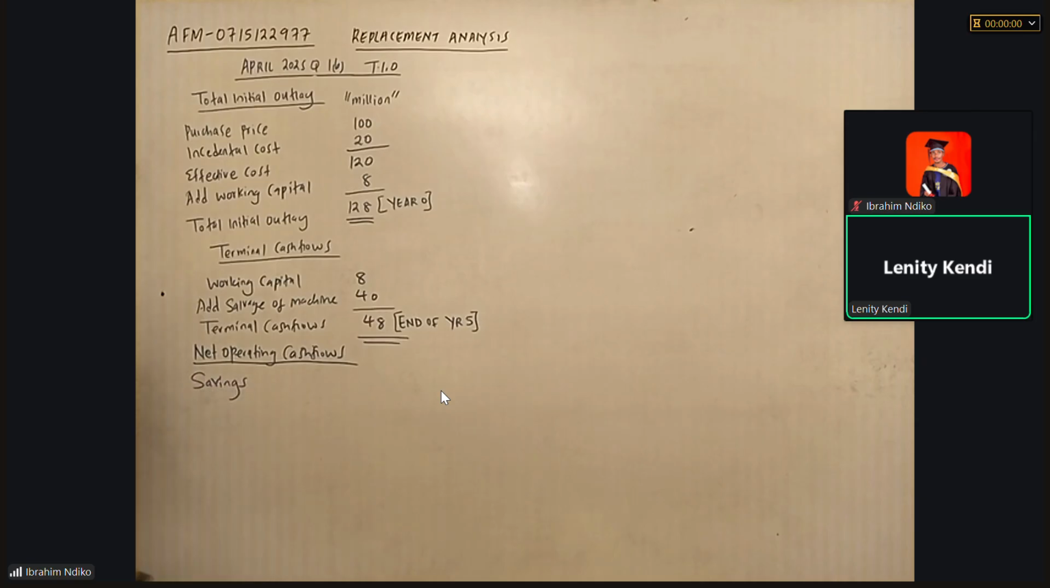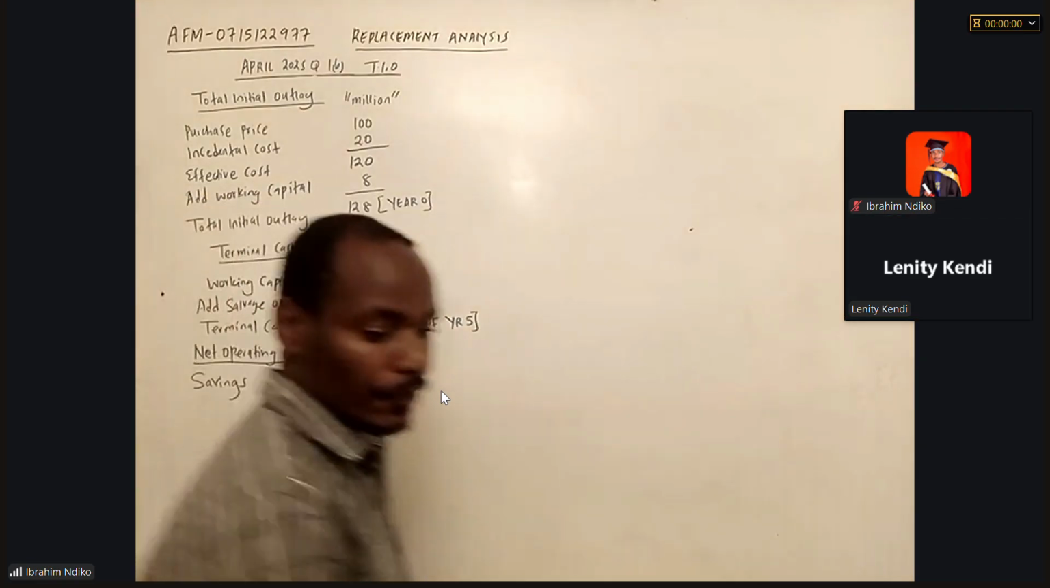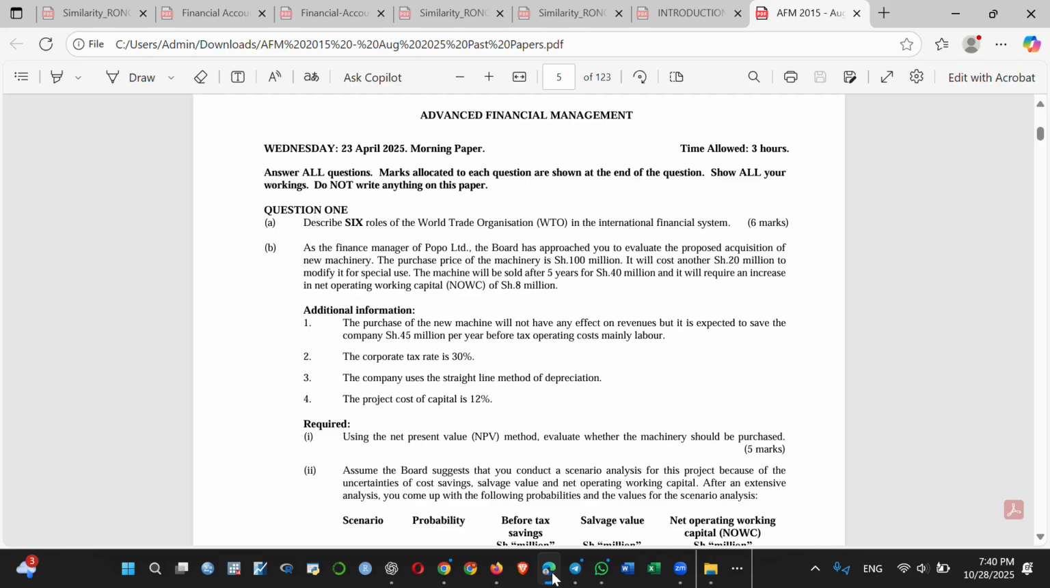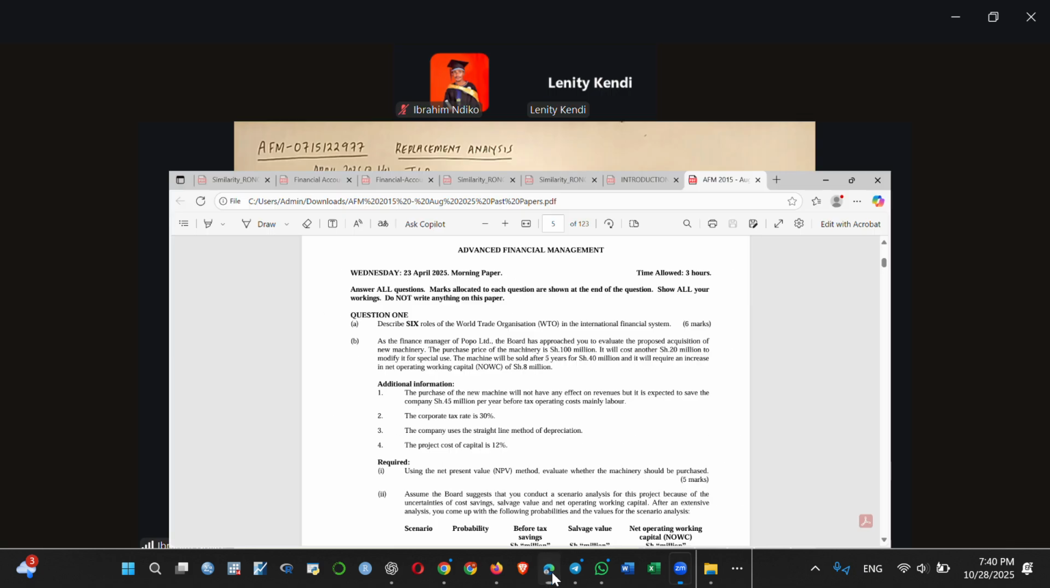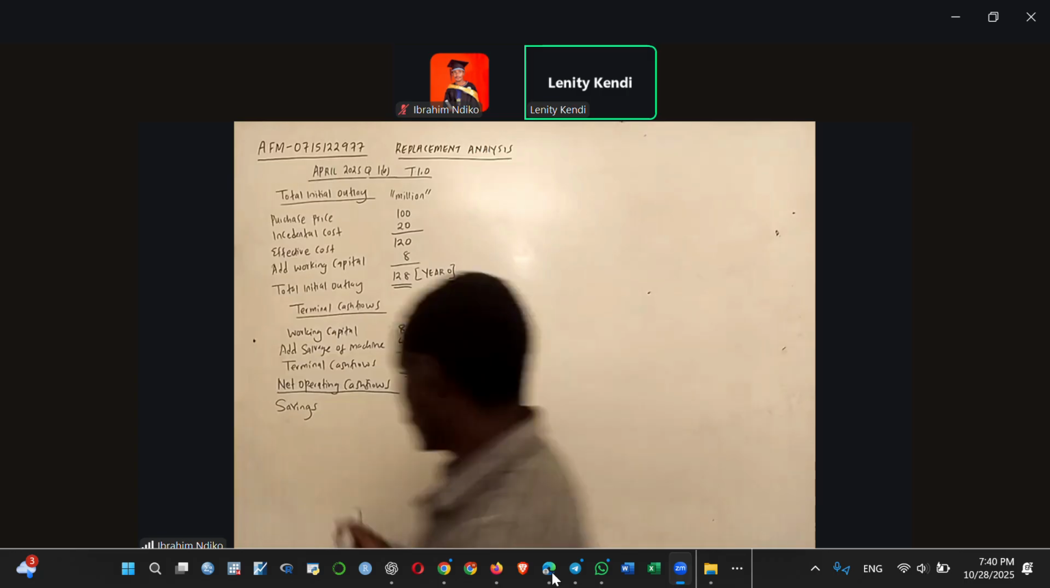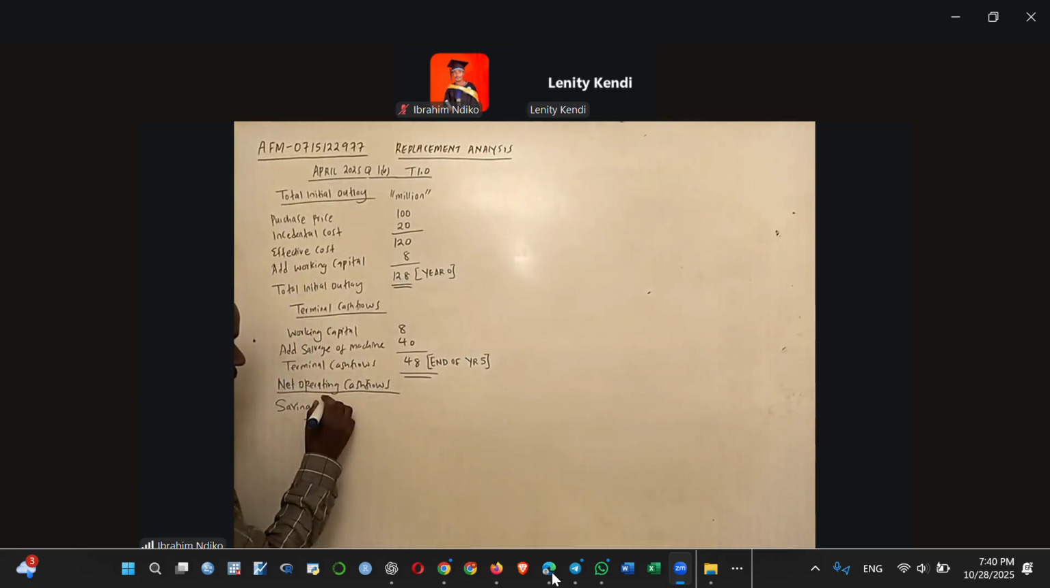Let me check. The company will save an amount. Now that savings is the revenue to the organization, so the revenue in form of savings. Information number 1: the purchase of the new machine will have no effect on the revenue, but is expected to save the company 45 million per year. So this one is the savings before cost, before tax.